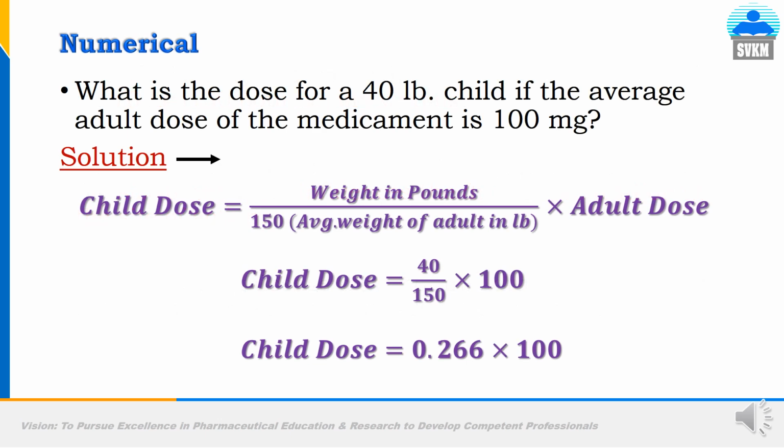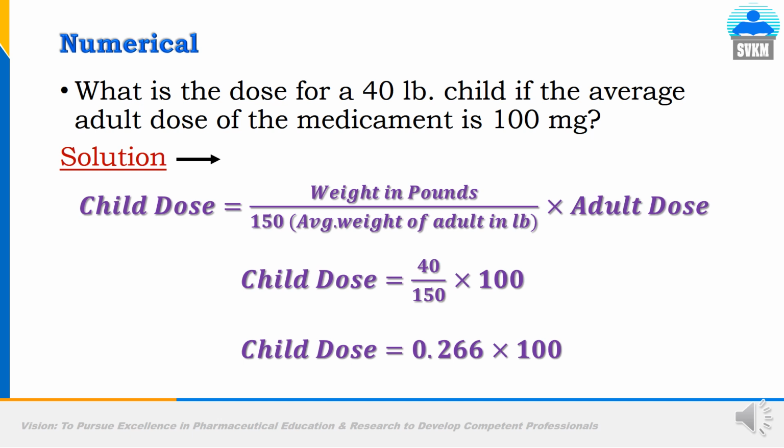So here a numerical is given. We can solve this numerical so that we can get an idea of how to calculate the pediatric dose based on body weight. The numerical is: what is the dose for a 14 lb child, that is, the weight of the child in pounds is given here, if the average adult dose of the medicament is 100 mg. So what is given? Adult dose is given, that is 100 mg, and the weight of that child is 14 lb, right?